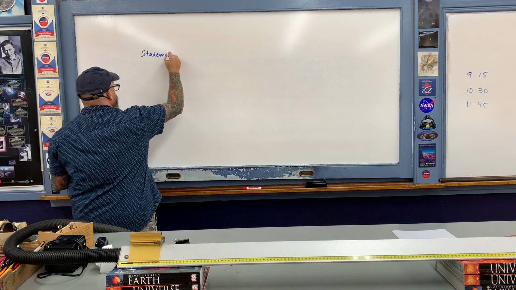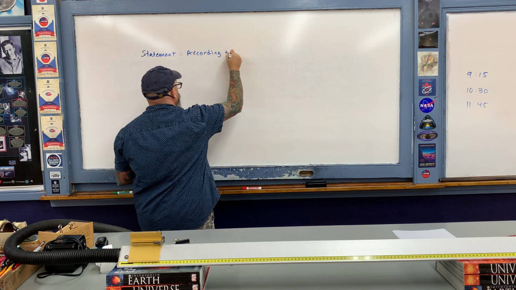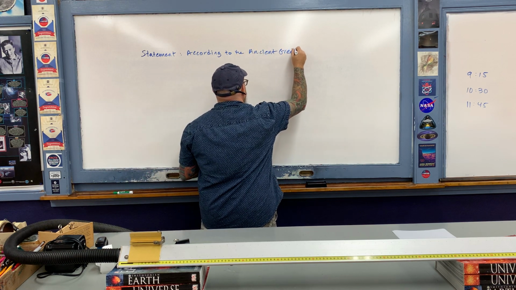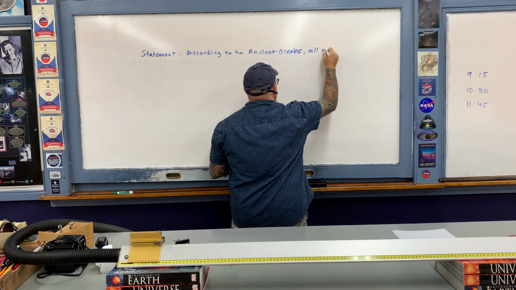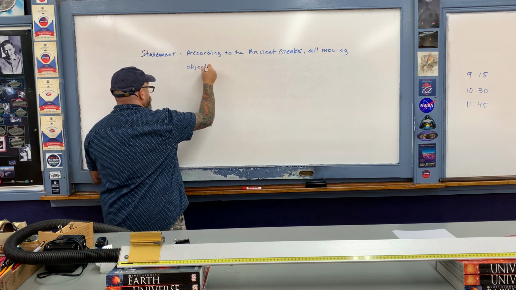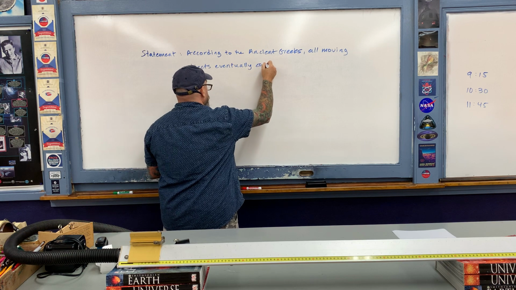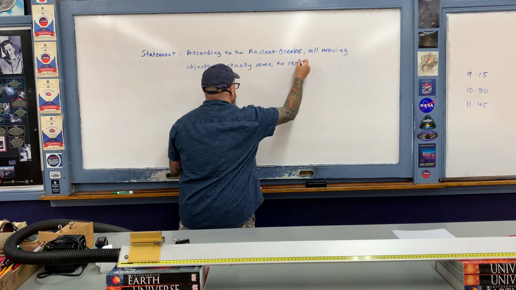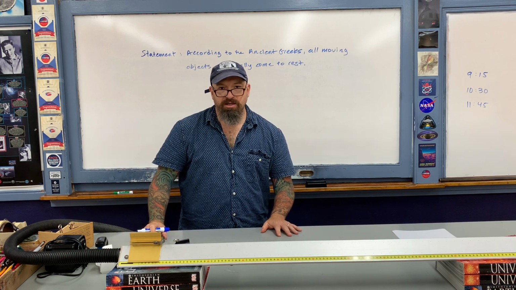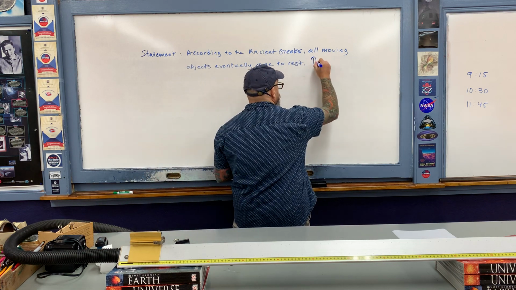Okay, so we have this statement. Once again, according to the ancient Greeks, all moving objects eventually come to rest. Once again, it was thought that there was something special about an object being at rest. The ancient Greeks referred to it as the object's natural state. The object's natural state is that of rest.